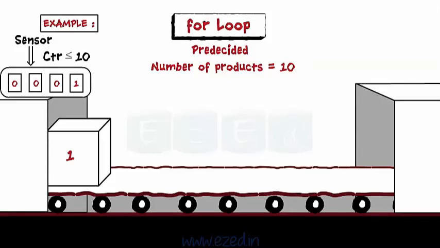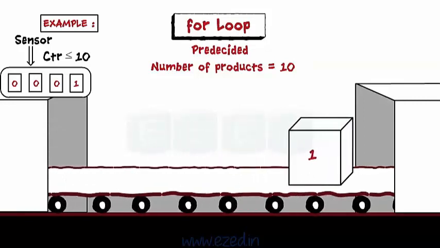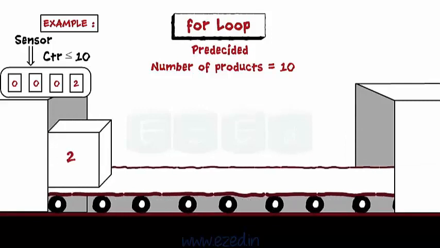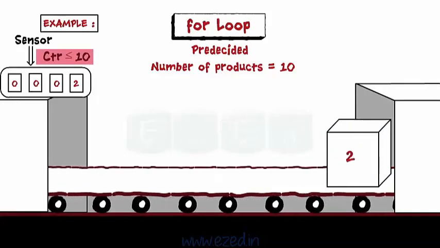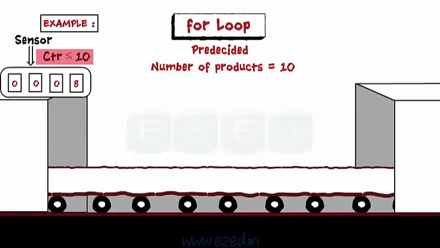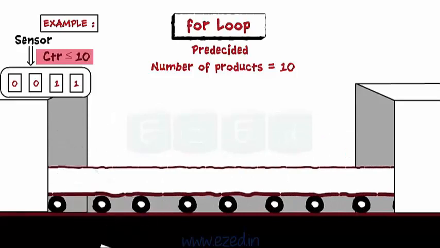As counter value is 1, the product is allowed to move on the conveyor for packaging. Then the counter is incremented to allow the next product. Again, the test condition is evaluated to check if the counter is not equal to 10. If it's true, then the product is allowed to be processed. This process continues till the counter reaches 10. The sensor won't allow the 11th product to move on the conveyor as the condition has become false.